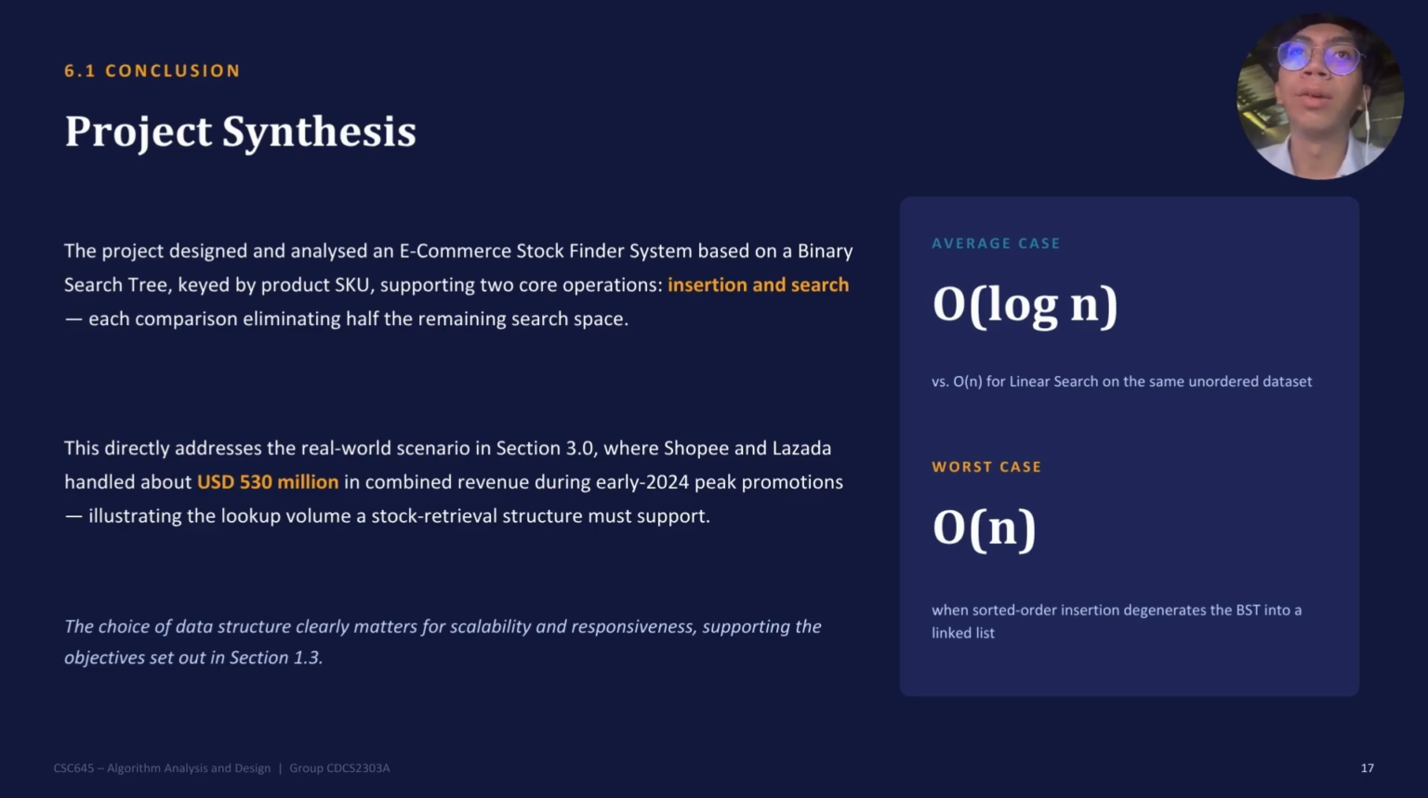On average, our tree can find an item in O(log n) time, while a simple list takes O(n) time, which is much slower. There is one weak point. If items are added in perfectly sorted order, the tree can turn into something just as slow as a list. But overall, this project shows that choosing the right way to store data really does make a system faster and more reliable, which was our main goal from the start.